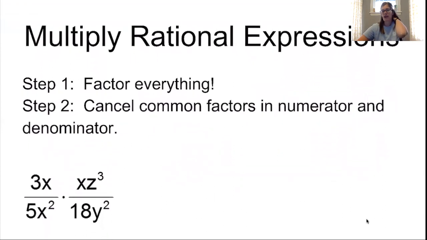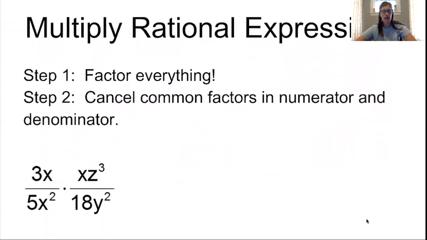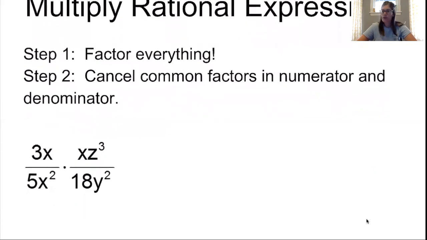Before I do one where we have to actually factor, I'm going to do a review of Algebra 1. So we have 3x over 5x squared times x z cubed over 18y squared. There are a couple of different ways that you could have approached this in Algebra 1. Like if you wanted to, you could multiply across in the numerator, multiply across in the denominator, and then do all the simplifying. But when you're multiplying fractions, you can also do cross-canceling. So if you have a common factor in the numerator and in the denominator on either fraction, you can reduce.